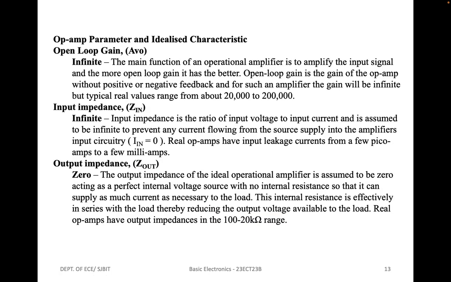Some of the op amp parameters and ideal characteristics are, first, open loop gain. It is infinite. The main function of an operational amplifier is to amplify the input signal, and the more open loop gain it has, the better. Open loop gain is the gain of the op amp without positive or negative feedback, and for such an amplifier the gain will be infinite, but typical real values range from about 20,000 to 200,000.